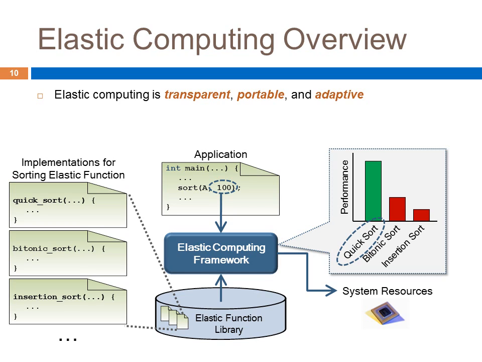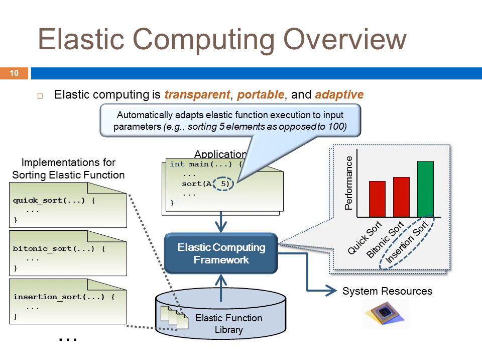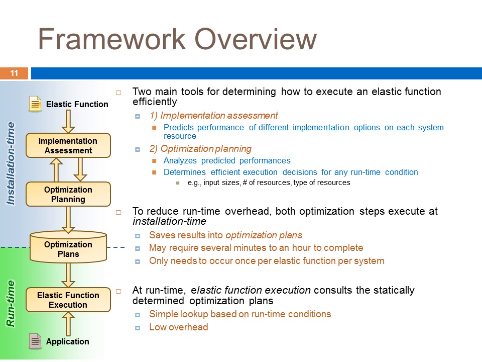For example, we may call a sorting function at the beginning of our application that sorts 100 numbers, in which case elastic computing may select a quick sort implementation. But later on, we may only sort 5 numbers in a different location, in which case elastic computing could select an insertion sort implementation. Okay, so how does this elastic computing framework work?